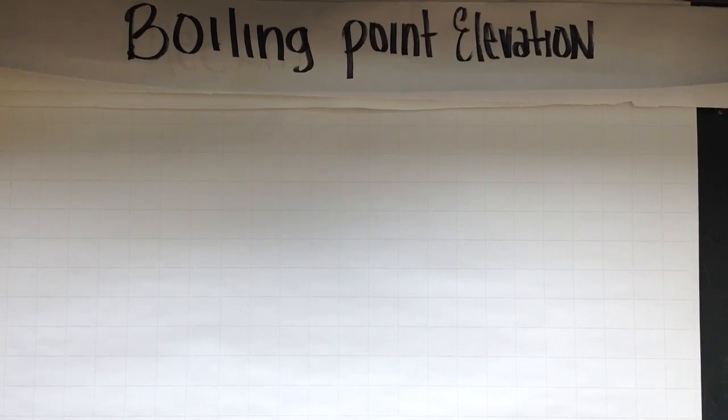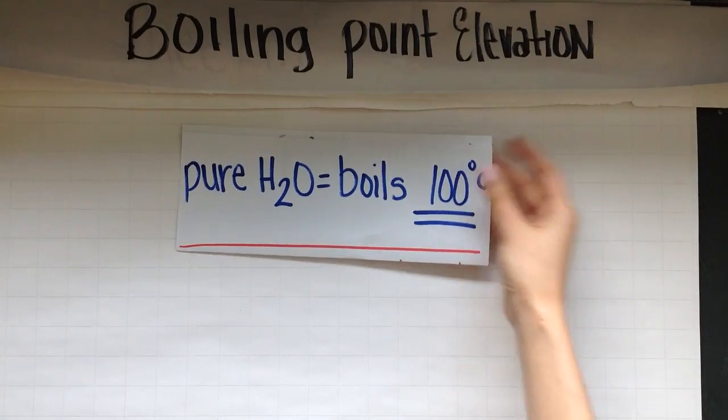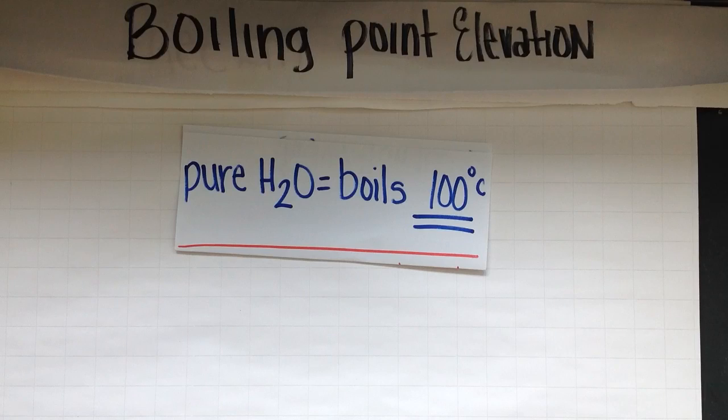This is a flip video about boiling point elevation. So let's start with a substance that we're very familiar with, and that is pure water. You should know by now that pure water boils at about 100 degrees Celsius.